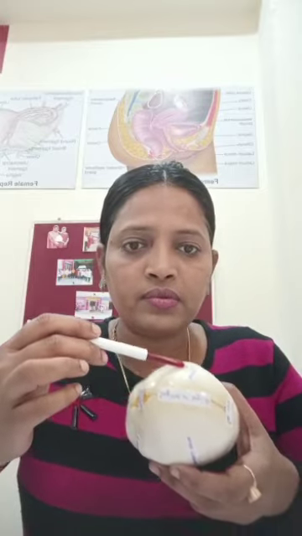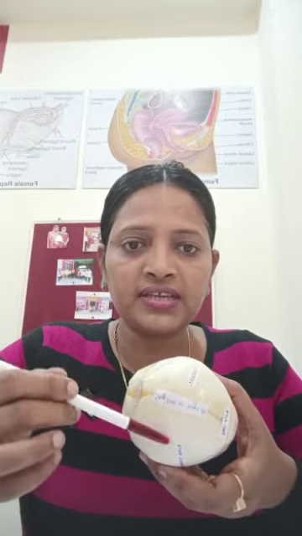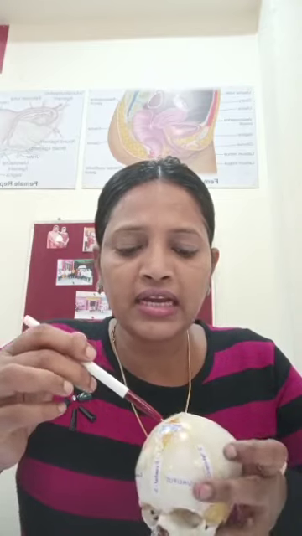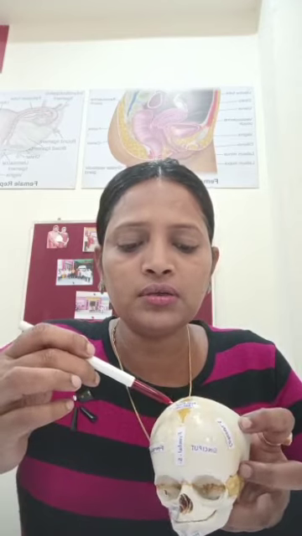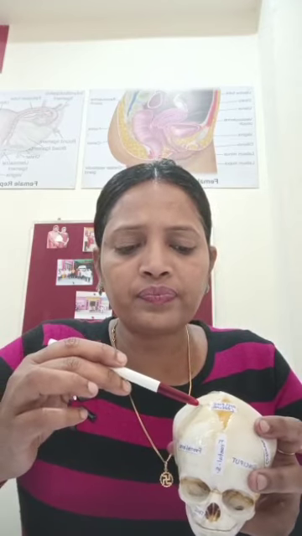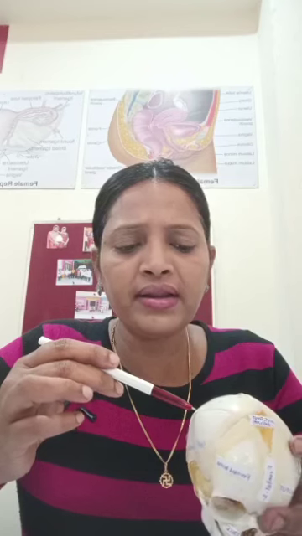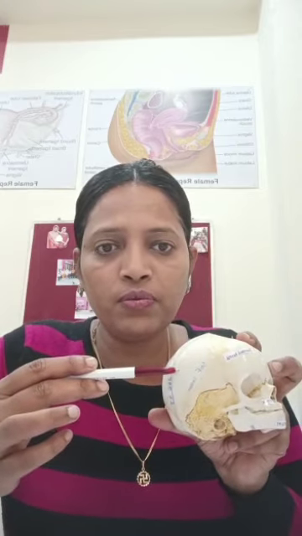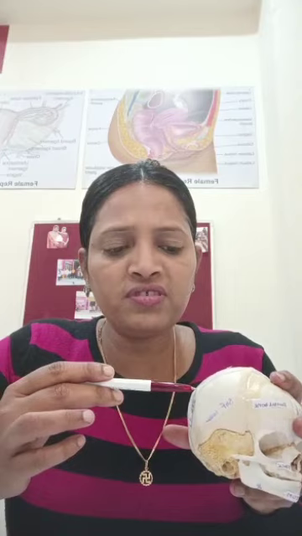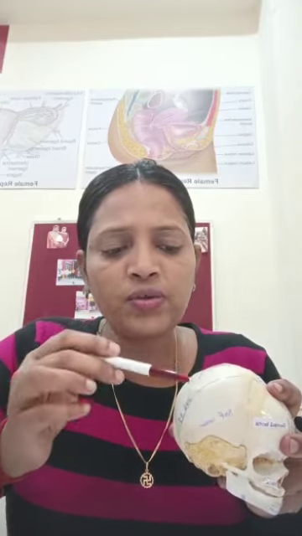See, this is the vertex area, and this is covered anteriorly by the anterior fontanelle or bregma, and by the side there is a coronal suture, and then there is a parietal eminence. So a bony projection over the parietal bone. See, this is the bony projection, on both sides of the parietal bone.